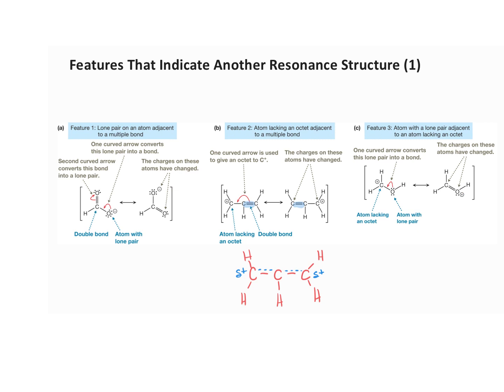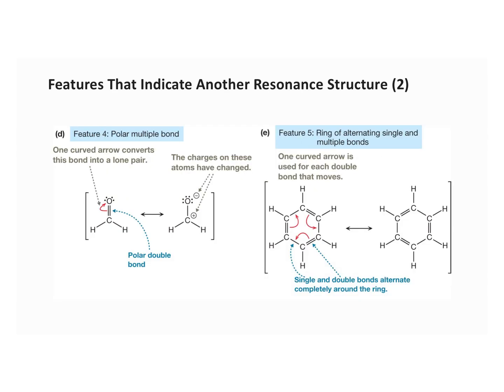Two other things, so 2 other features, I didn't want to put them all in one feature, is that you can have multiple polar bonds, okay? So we see an example of that here. And then you can also have a ring of alternating single and multiple bonds, like benzene, which you can see here.